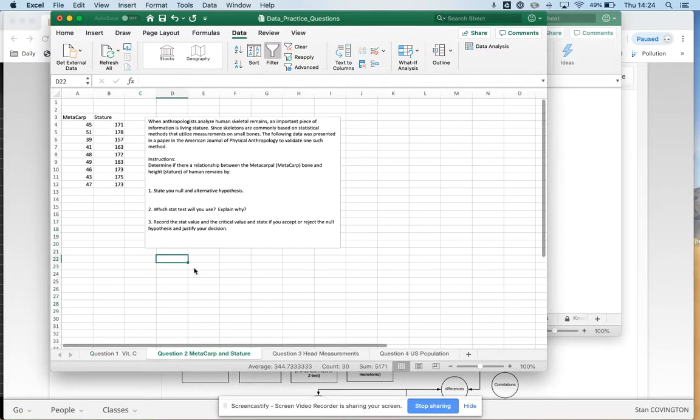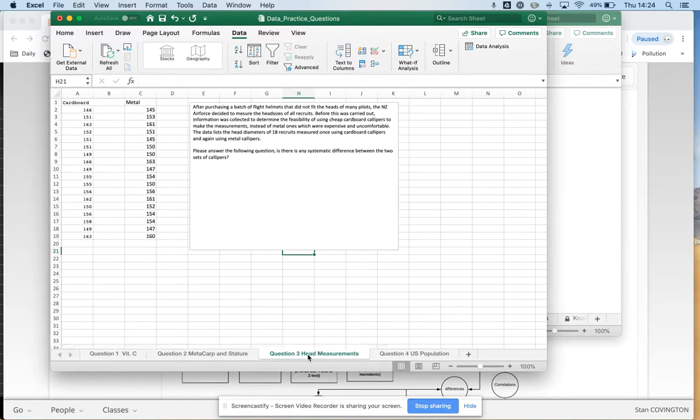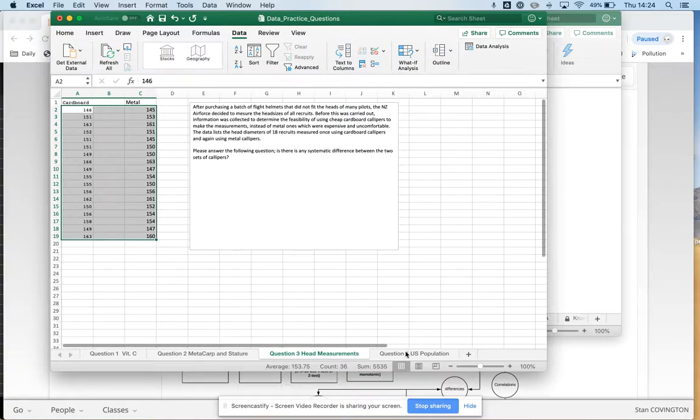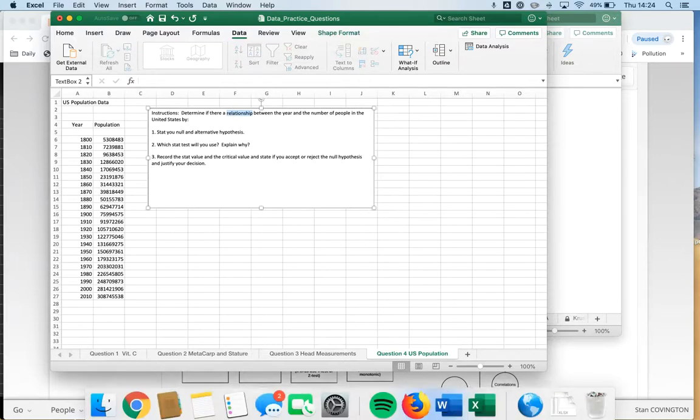Okay. Here, again, same idea, but here would determine if there's a relationship, right? So a correlation. And there's not much data there, but you should be able to figure that out. Question 3 is, here we're looking at 2 different types of ways of measuring head circumference. You need to see, is there a difference between using the cardboard ones and the metal ones? And then here we're looking for a relationship, so correlation between these, okay?